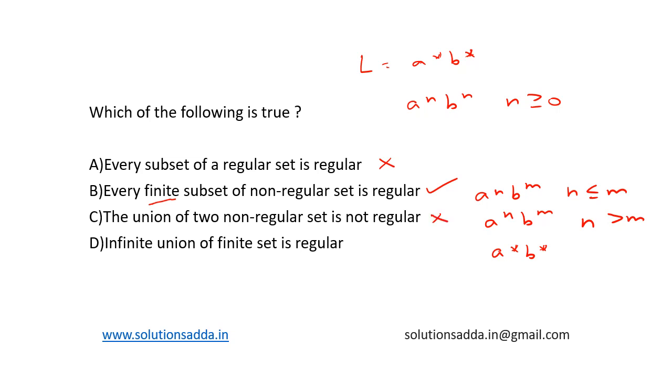And consider the fourth option. Infinite union of finite sets is regular. Consider a finite set, that is 0, another finite set 01, another finite set 0011, and so on. These all are finite sets. So these all are regular. But the infinite union would lead to 0 power n followed by 1 power n. This would always lead to a context-free language. So this is also not regular. So the correct option is option B.